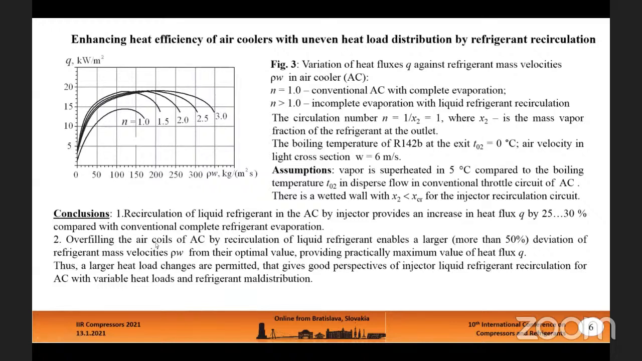Overfilling the air coils of the air cooler by recirculation of liquid refrigerant enables a larger, more than 50%, deviation of refrigerant mass velocity from its optimal value, as compared with traditional deviation with the full evaporation of refrigerant inside the channel. Thus, larger heat load changes are permitted, that gives good perspectives of injector liquid refrigerant recirculation for air coolers with variable heat loads and refrigerant maldistribution.